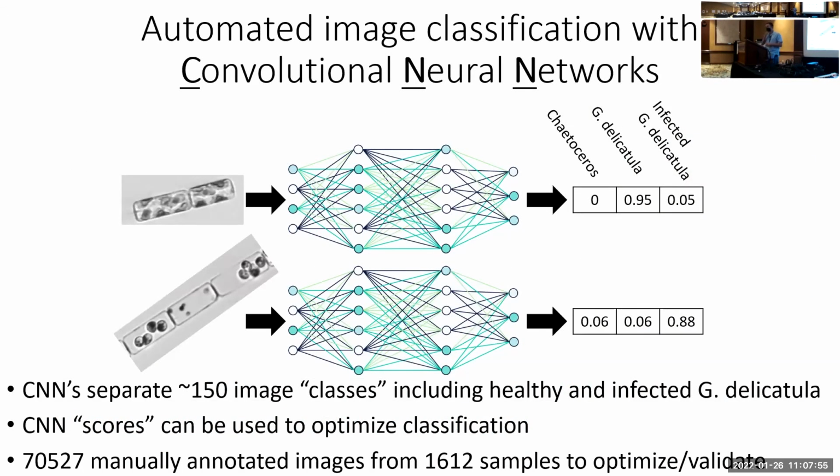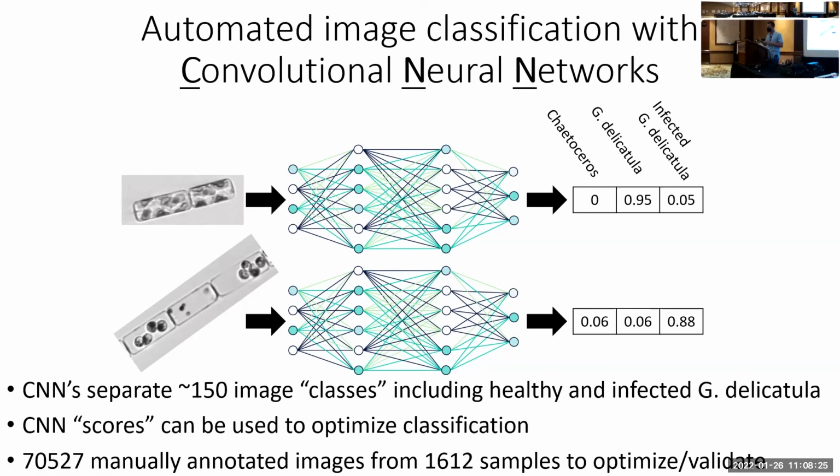One way Heidi's group has been doing that, and now I'm trying to do, is through the use of convolutional neural networks, or CNNs. The current iteration of CNN that we're using can separate about 150 different classes of images, which includes both healthy and infected G. delicatula.